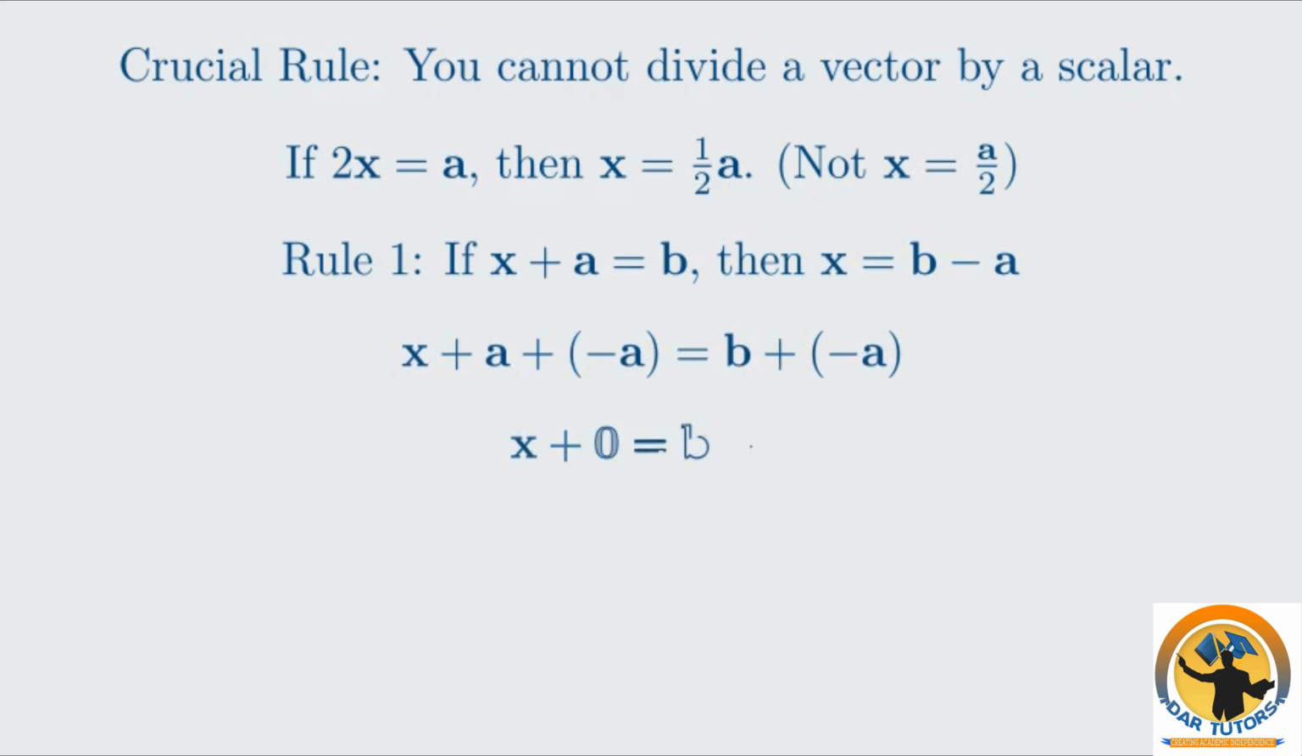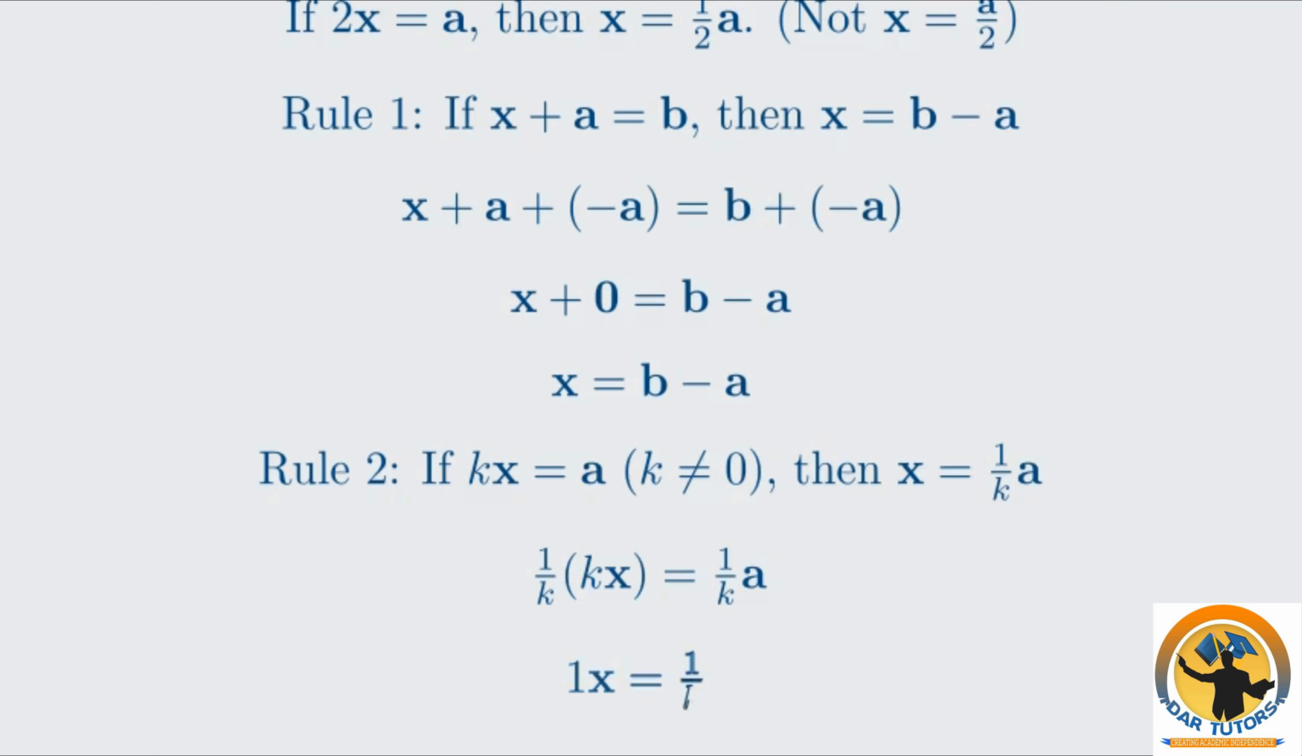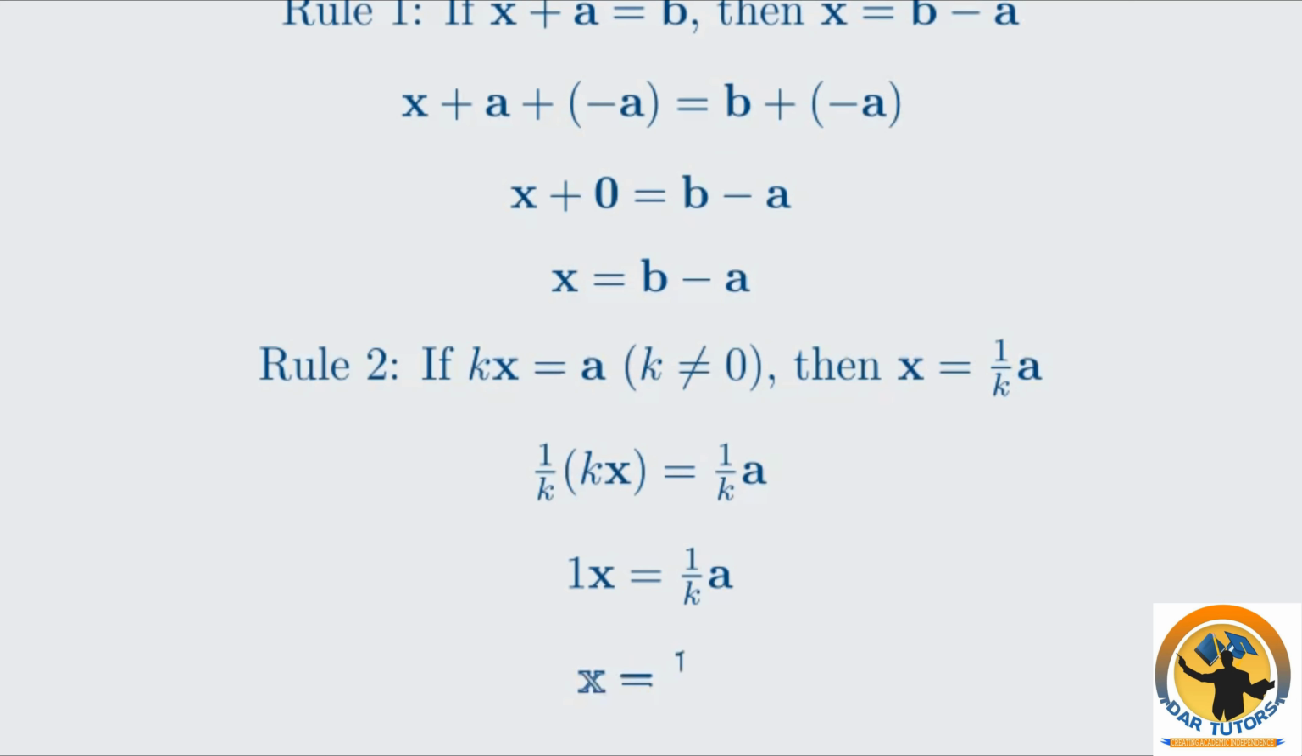Second, if kx equals a, where k is not 0, then x equals 1 over k times a. We prove this by multiplying both sides by the reciprocal of k. Multiplying both sides by 1 over k, we get 1 over k times kx equals 1 over k times a. On the left, 1 over k times k is 1, so we have 1x, which is just x. This gives us x equals 1 over k times a. These two rules are the foundation for solving most vector equations.